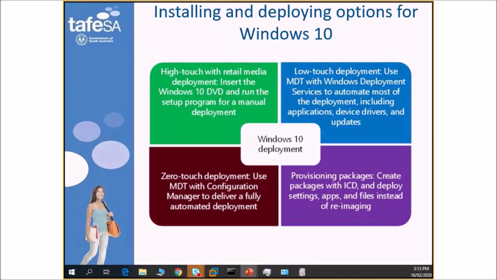Installing Windows 10. I'm sure everyone here has installed an operating system before, and you'll do it today. You do it today from a DVD ISO, but there's a couple of other ways you can do it as well. The way we're going to do it is this, in green, high touch with retail media deployment. Insert the DVD and turn it on and walk through the steps.